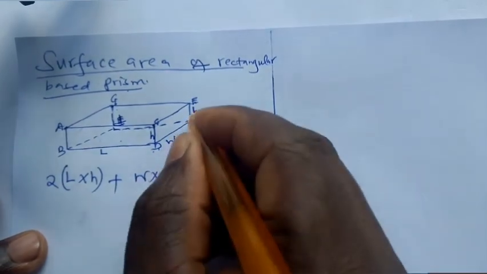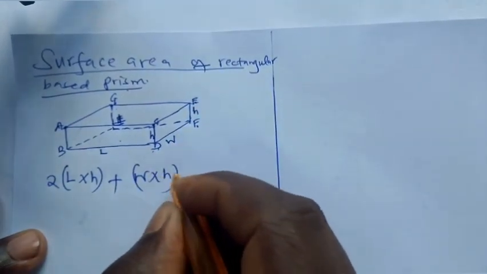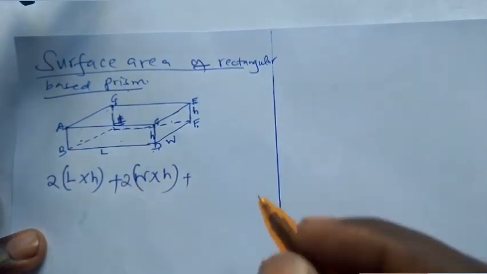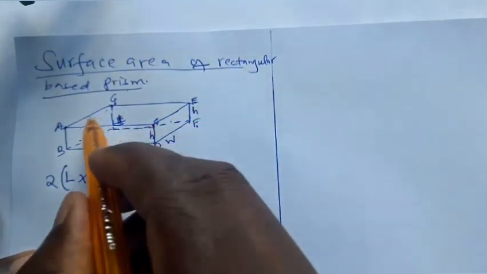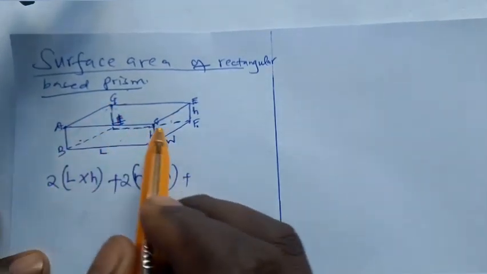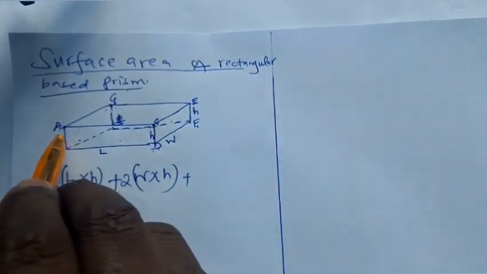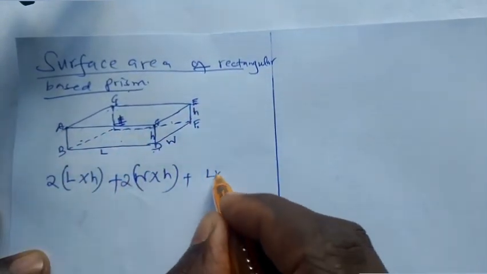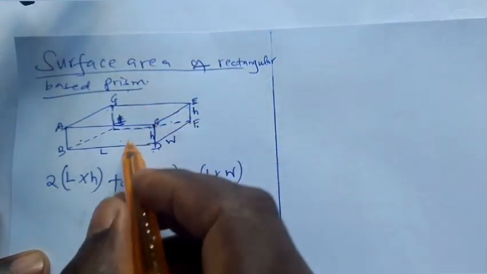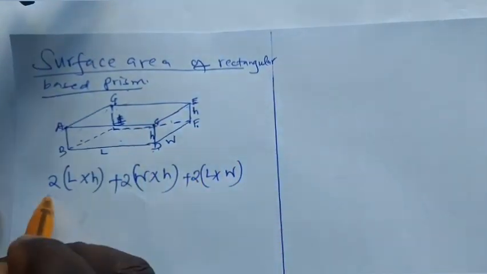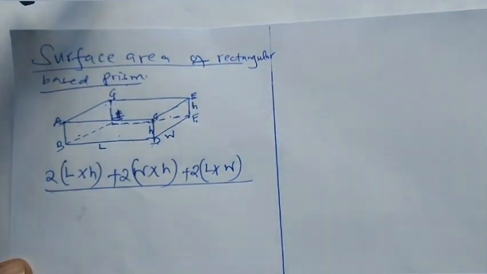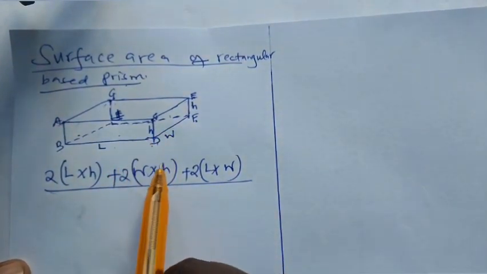width times height. Then this one is also this one times 2, plus the top and the bottom: A, G, C, E, which is length times width, but it is on the top and the bottom. There are 2 of them. So this is the total surface area of any rectangular based prism.